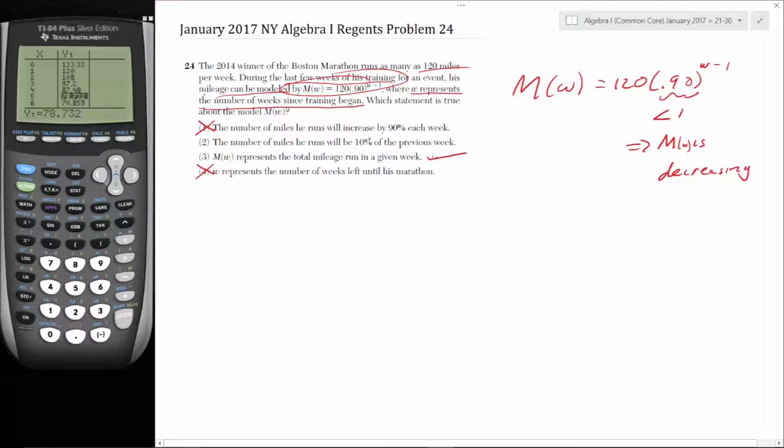And then the number of miles he runs will be 10% of the previous week. 10% of the previous week means it goes from 120 to 10% of that, which is 12, to 10% of that, which is 1.2, to 10% of that, which is less than a mile, 0.12 miles, almost a tenth of a mile. That's not what happens. So that's not it. So this is the answer.